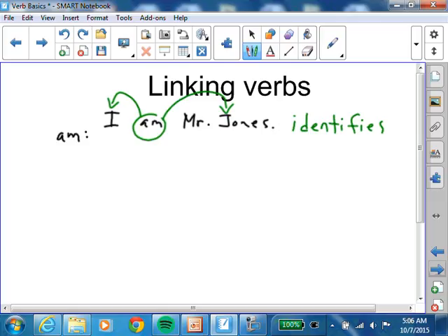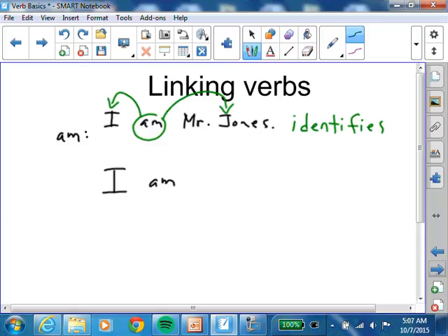So the thing coming after the linking verb, one of the things it can be doing is identifying, and that's what's happening in this sentence. The linking verb am is linking the subject of the sentence I to Mr. Jones, which is further identifying the subject I. Okay? Now, let's have an example of the other type in the definition.